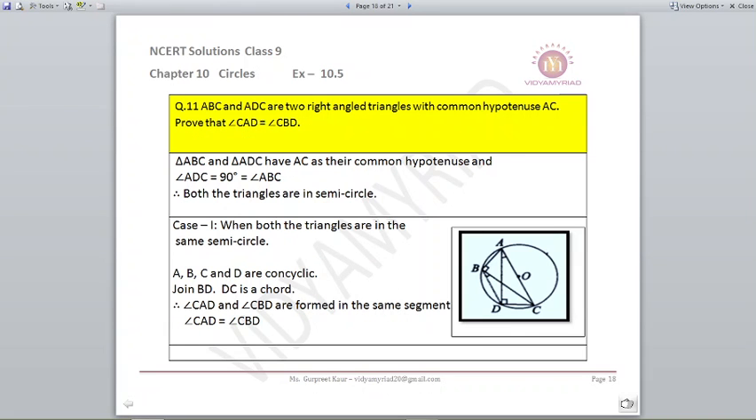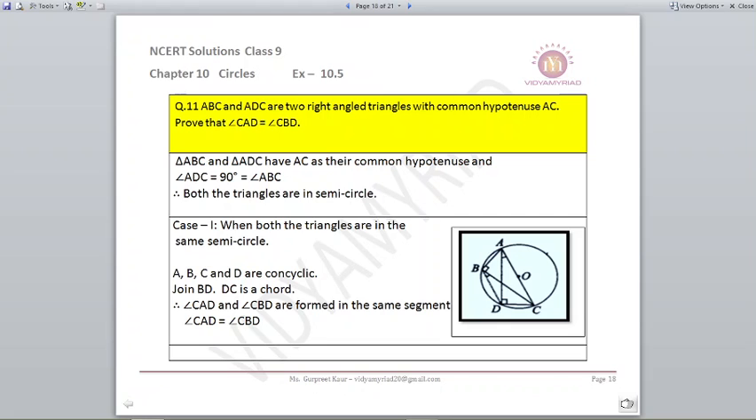Question number 11. ABC and ADC are two right angle triangles with common hypotenuse AC. Prove that angle CAD is equal to angle CBD. Now this question we will try to solve by two methods. Number one is when all the formation is on the same side of the semicircle, and case 2 we will solve when both the triangles are on the opposite side or not on the same semicircle, whether this holds true or not.